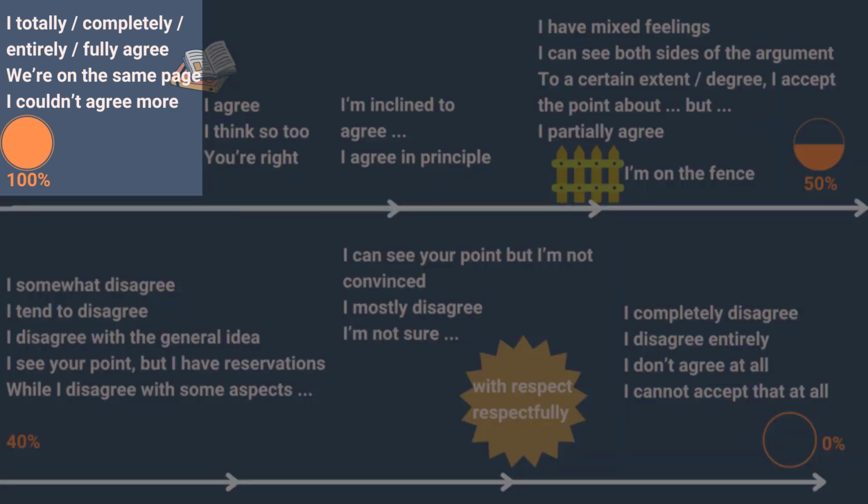So at 100% I've got, I totally agree, I completely agree, I entirely agree, I fully agree. We're on the same page. We've both got exactly the same opinion. I couldn't agree more. And as I stated before, this kind of indicates that we don't need to have further discussion on this part of the issue.